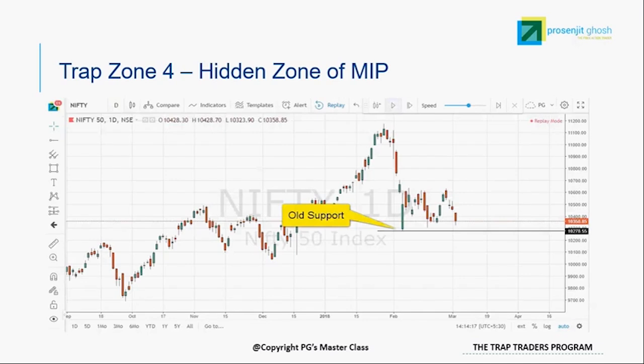So all of you clear about this? Yes. So let us move to the third one. This is the MIP. Let's see how the MIP forms and how the MIP turns into a hidden zone. And this is from Nifty. All these slides are from Nifty. You can go and check whatever you want. Let's start.